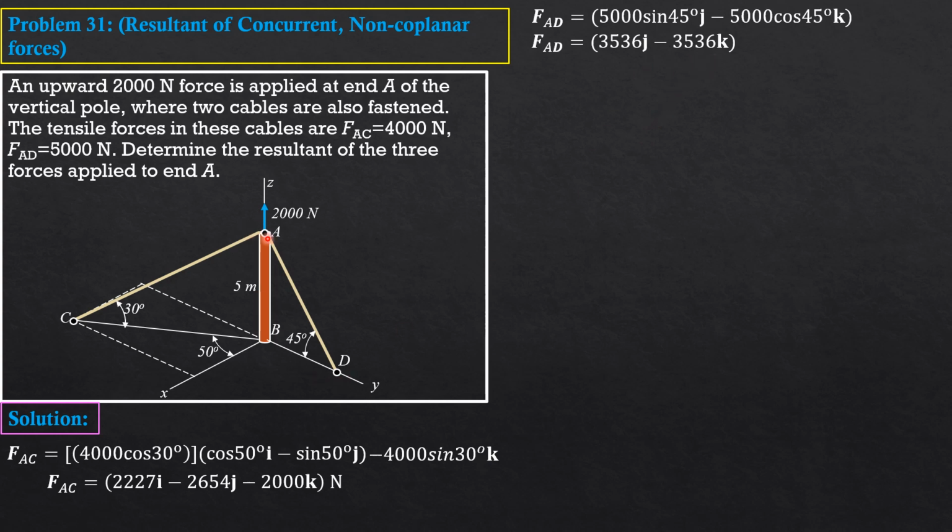So again, FAD, the Y component is positive, 5000 sine of 45 degrees J. Then the Z component is downward, so negative 5000 cosine of 45 degrees K. So that's the vector expression for FAD. Finally, for the 2000 newton force, it is just positive 2000 K as shown.